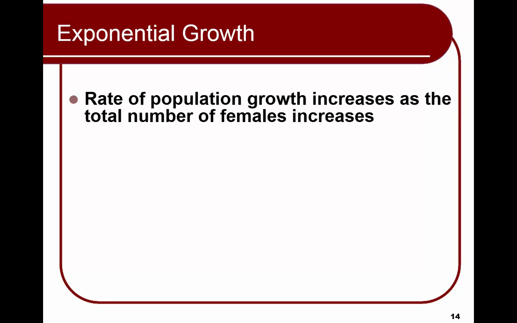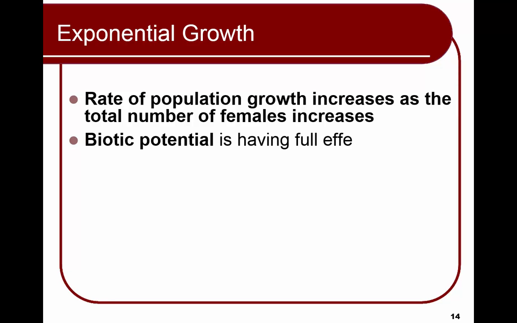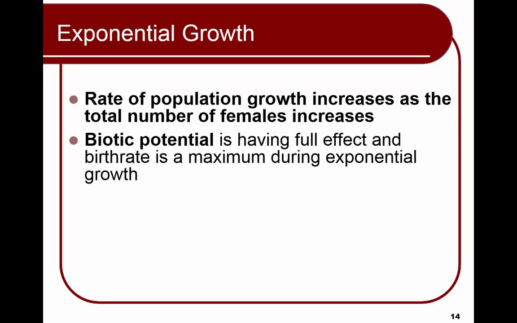Now, exponential growth is the rate of population growth increasing as the number of females increases. More females, more births. Biotic potential is having a full effect, and birth rate is at a maximum during exponential growth.